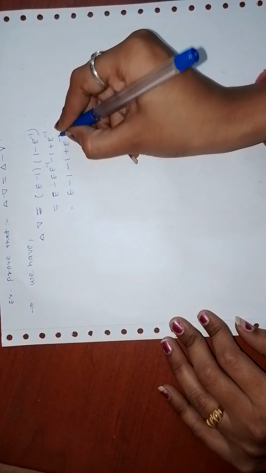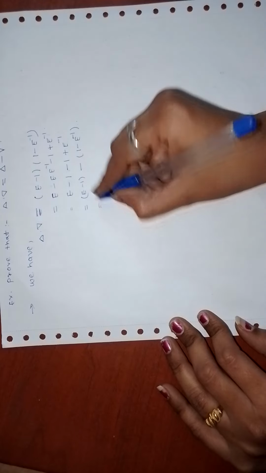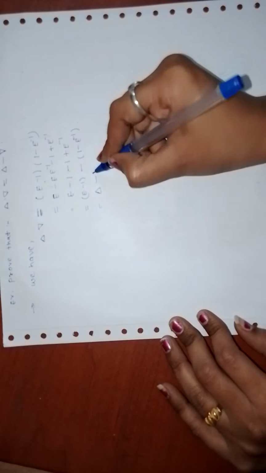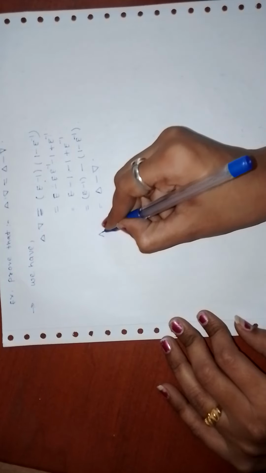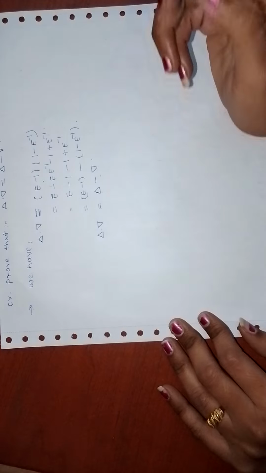So we get here E minus 1 minus 1 minus E inverse. So here E minus 1 is delta minus del. So delta into del is equal to delta minus del. So we stop here.